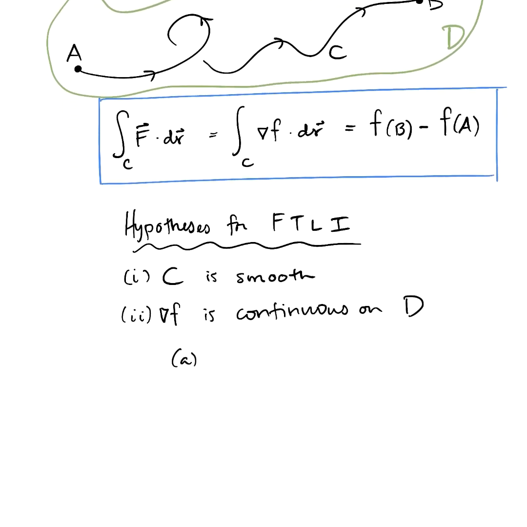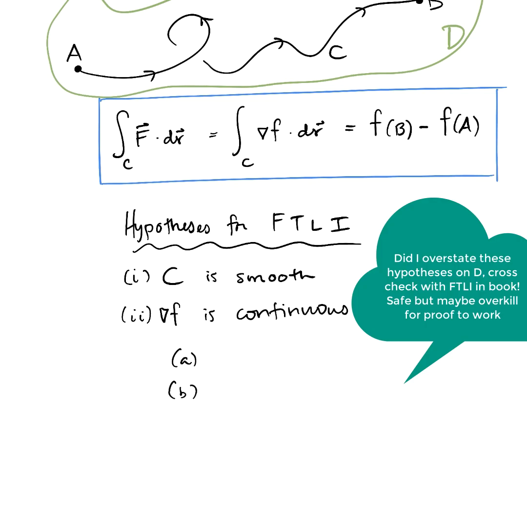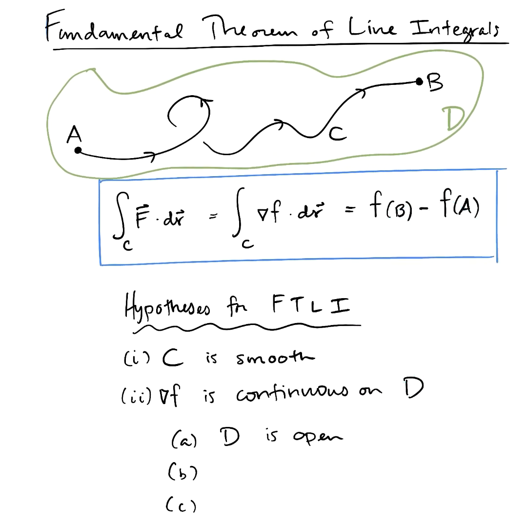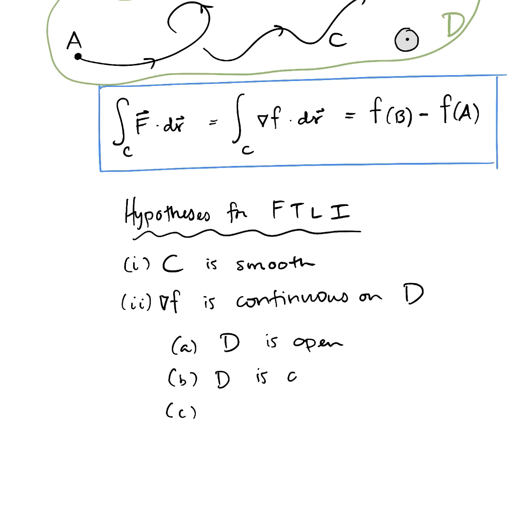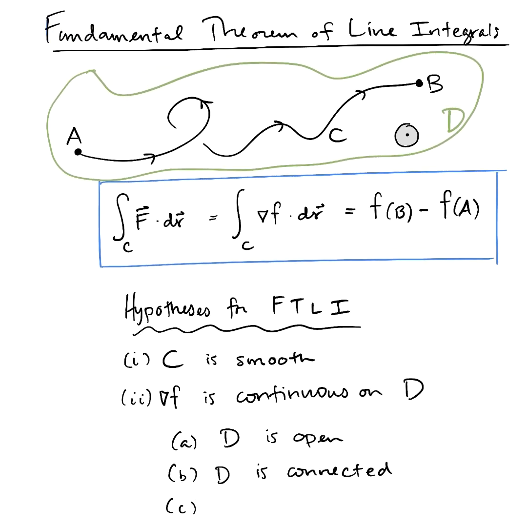Now, within that second hypothesis, you need a few things to be true about D. D needs to be an open set. Remember, open meant each point in D has an entire circle around it in D. In other words, D doesn't include any of its boundary points. Every point of D is interior. Okay. We also need D to be connected. Connected means any 2 points in D have a path between them that doesn't leave D.